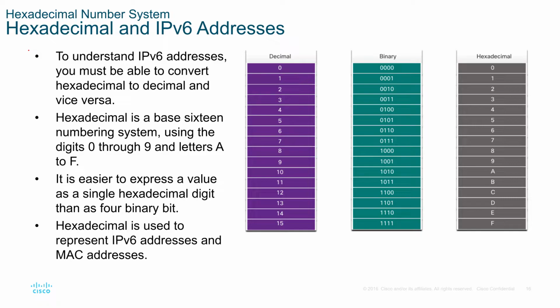Hexadecimal is a base 16 numbering system using the digits 0 through 9 and then letters A through F. So A is equivalent to 10, B is equivalent to 11, C is equivalent to 12, D is equivalent to 13, E is equivalent to 14, and F is equivalent to 15. It is much easier to express a value as a single hexadecimal digit than as 4 binary digits.